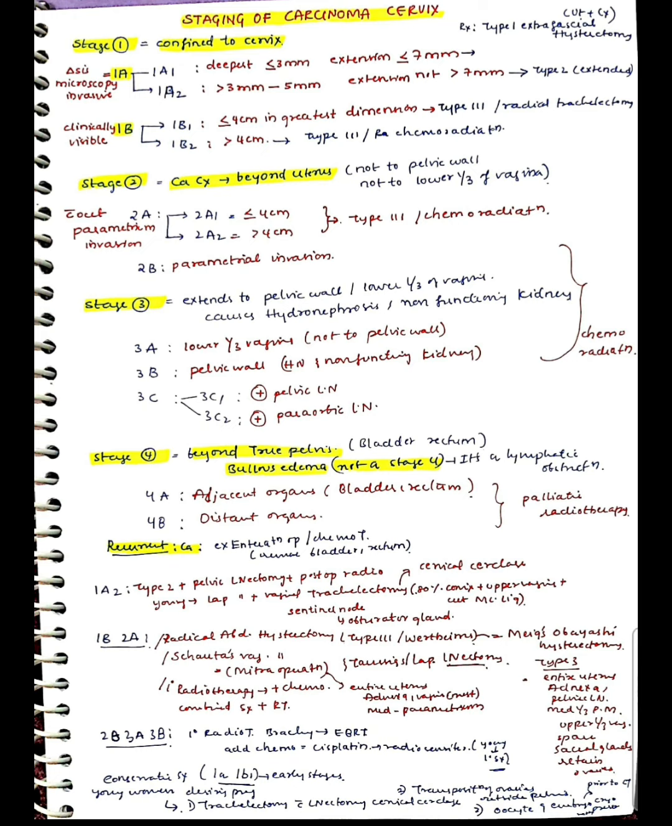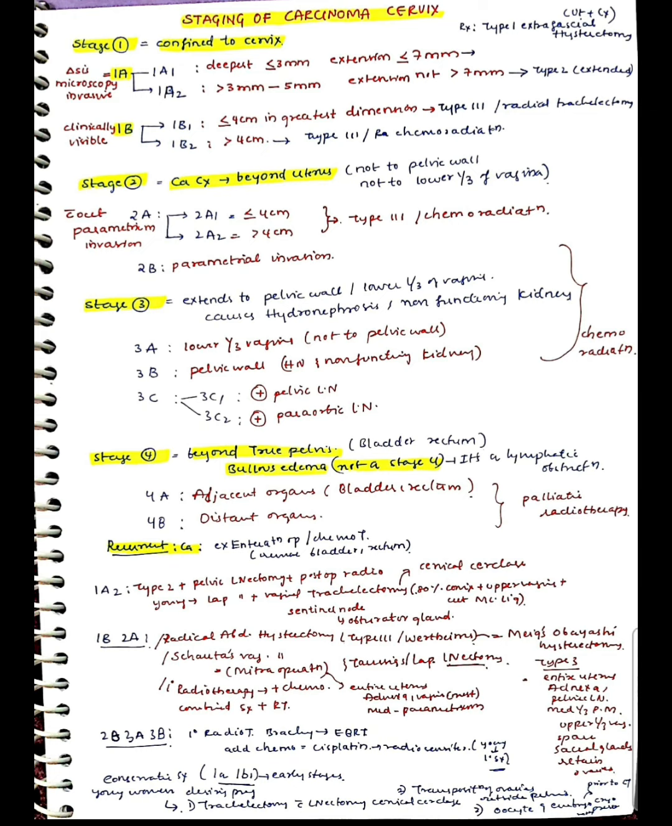So this is 1A1. Then what is 1A2? 1A2 is where the depth of the tumor is between 3 to 5 mm and the extension is not more than 7 mm. So this is about 1A, 1A1 and 1A2. This 1A is diagnosed only microscopically. And what is 1B? This 1B can be clinically visible.